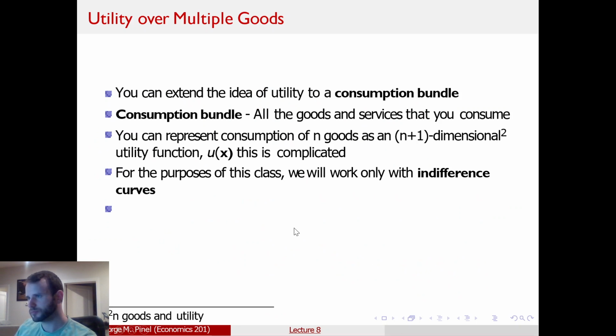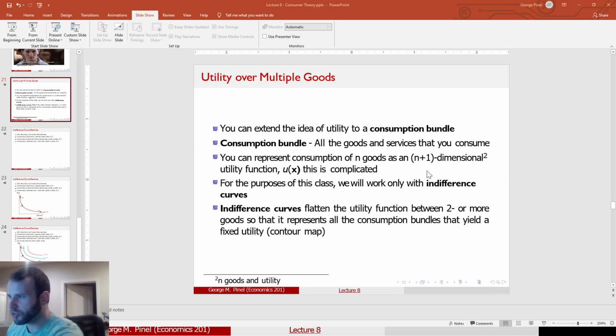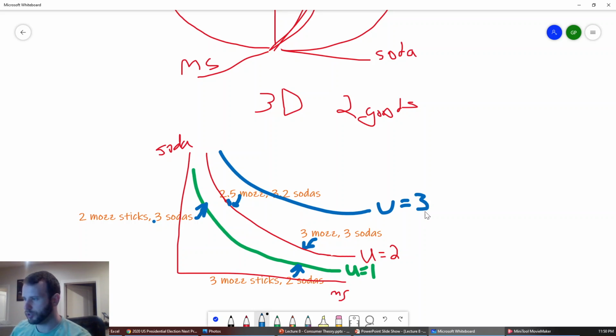But we call this a contour map, this way of representing fixed utilities, utility of 3, utility of 2, utility of 1, as a function, like flattening the utility and then plotting them like this. It's just a way of flattening a three-dimensional visual representation to two dimensions. We call that indifference curves.